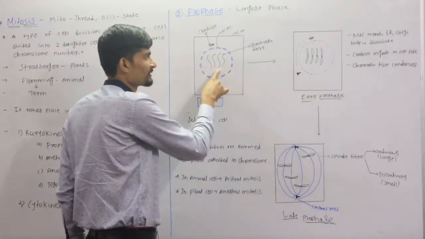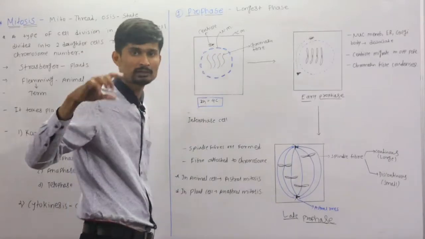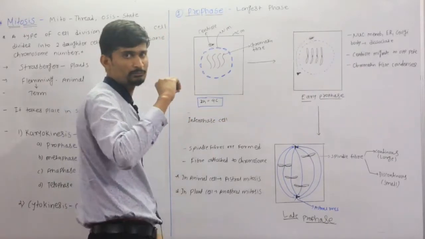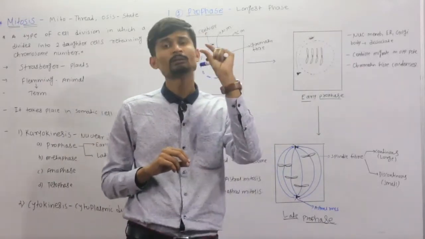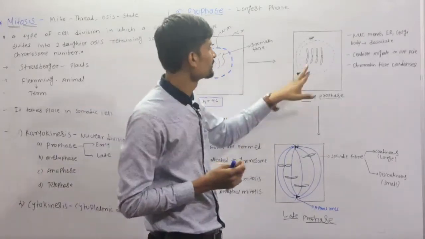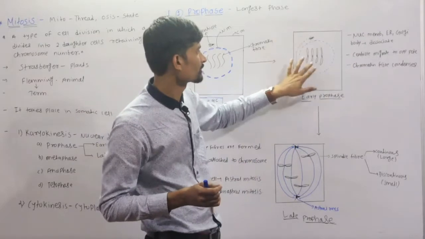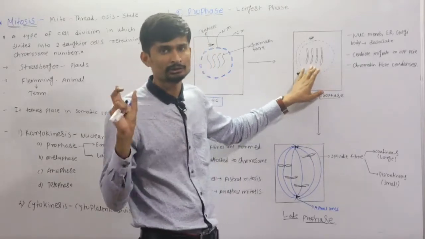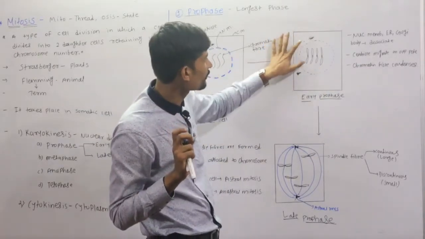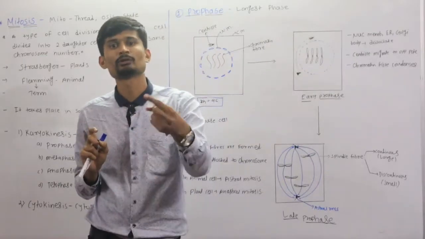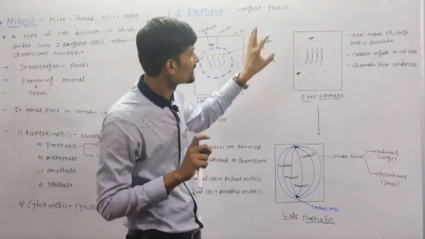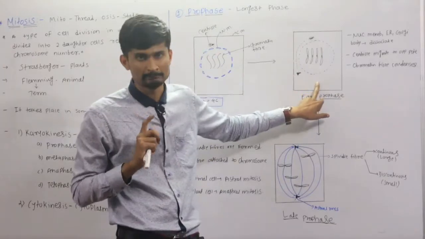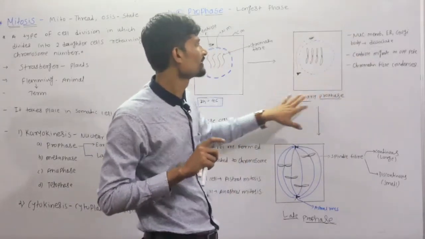And these chromatin threads are present in the network fiber. Now this chromatin network, or chromatin fiber, starts to condense, which means they become short. Due to this condensation, they become short and also thick, so thick and short. And there is migration of the centriole, because we have seen that in interphase the centriole duplicates in the G2 phase. So now this duplicated centriole starts to migrate to the opposite pole of the cell. Okay, so this is the early prophase.